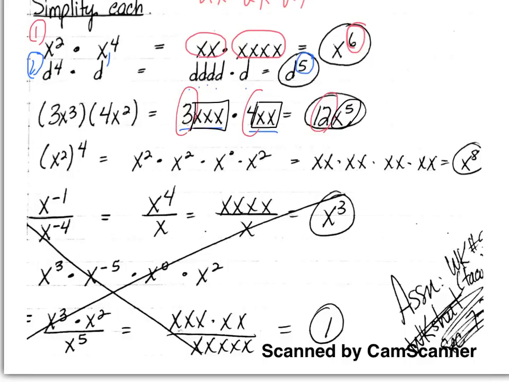Let's keep going. X squared to the 4th power simply says, hey, take whatever's in parentheses and multiply that 4 times. So x squared times x squared times x squared times x squared. And again, write them out. What does x squared even mean? It means x times x. Well, how many sets of that do we have? We have 4 sets of x squared, making a total of 8 x's.